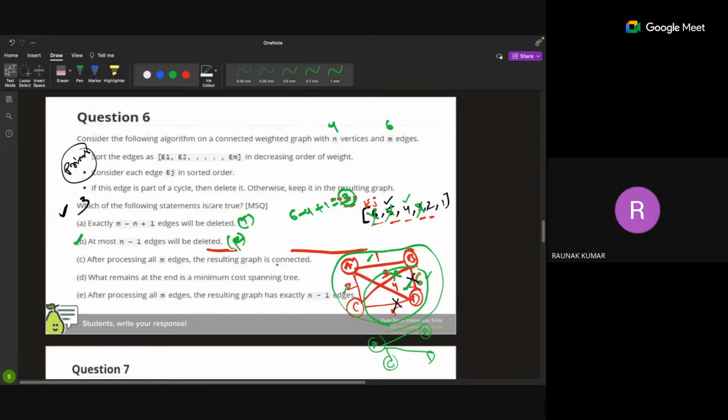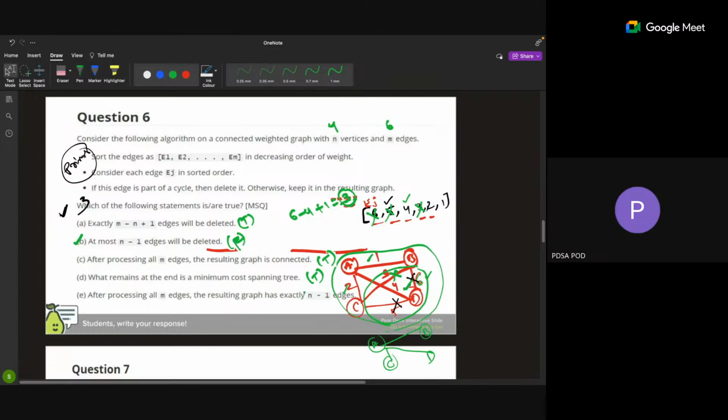Yes, sir. It's a connected graph, no? Right, sir. It's a connected graph. Clear. So what remains at the end of that particular one is a minimum cost spanning tree. Because what is pending is only a minimum cost spanning tree. Is it right? Because it's the reverse order of the Kruskal algorithm, no? Last one: after processing all m edges, the resulting graph has exactly n minus 1 edges only.